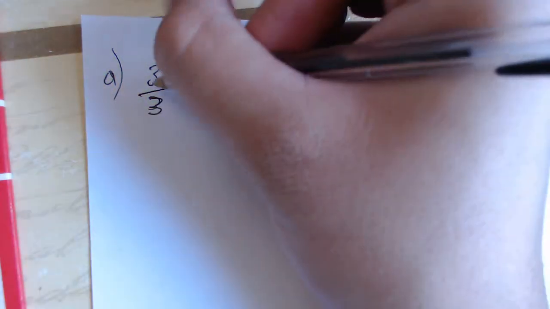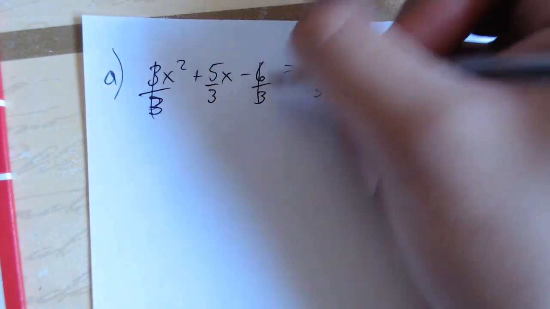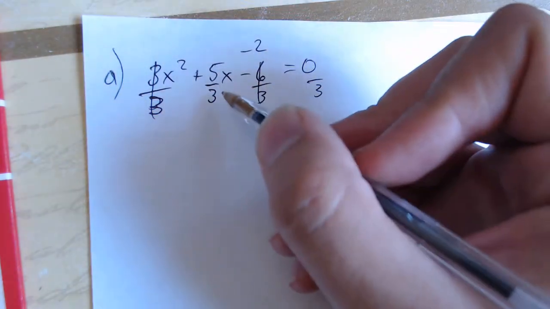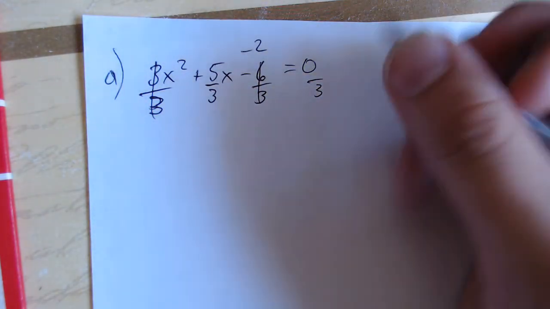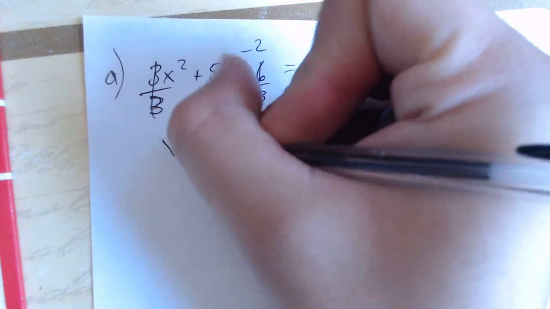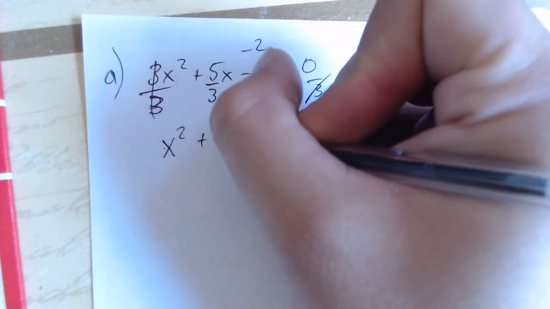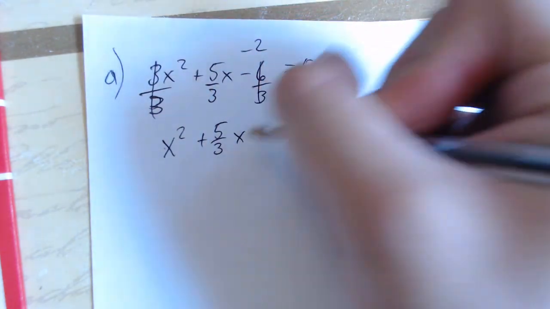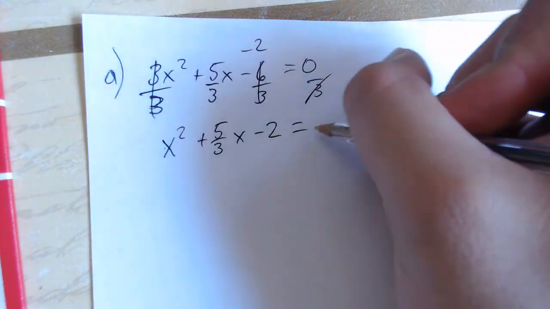And what that does is this cancels. This is going to reduce to -2, and then that's going to become 5/3, and then 0 over 3 is just going to remain 0. So I'll go ahead and rewrite this to make it a little bit neater. That changes the equation to x squared plus 5/3 x minus 2 equals 0.